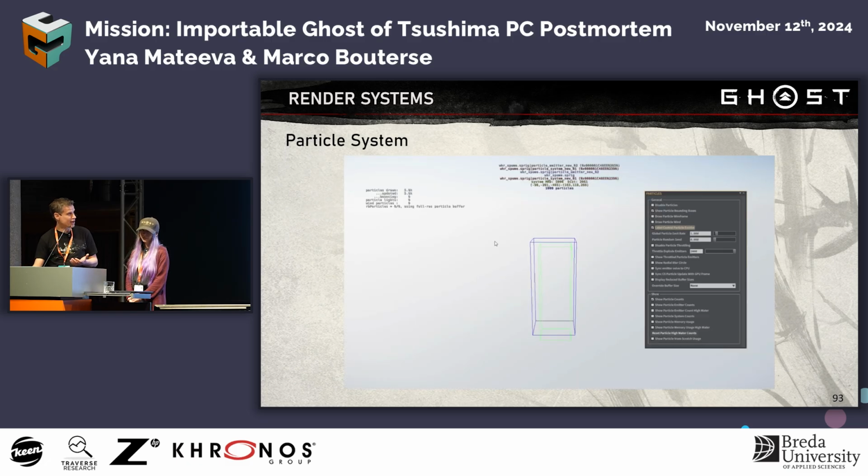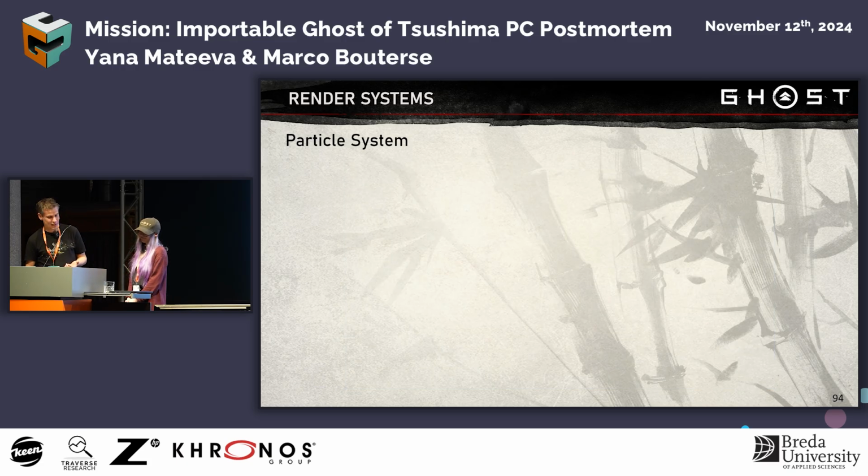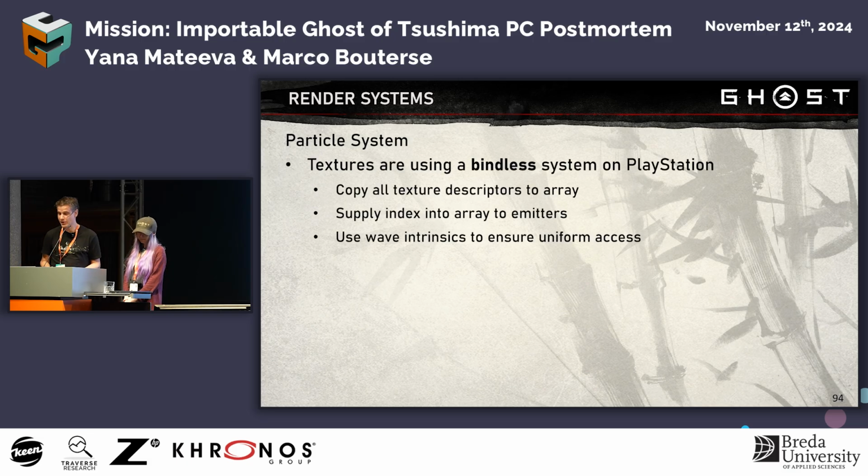So after a lot of hard work, I finally had the simulation working. Couldn't see any particles yet, but I could see the bounding box. Because to view the particles, I actually need textures. And textures use a bindless system on the PlayStation that just copy all texture descriptors into a giant array and then supply an index to the emitters.